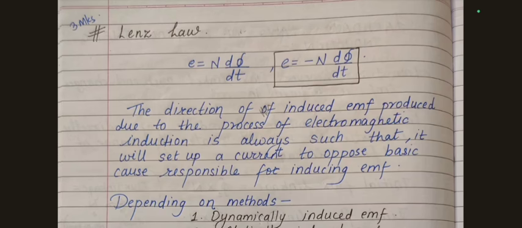That is, the direction of induced EMF produced due to the process of electromagnetic induction is always such that it will set up a current to oppose the basic cause responsible for inducing EMF. So this is the definition for Lenz's law. So just as it is opposing the current, we are writing minus sign over there. So this is the formula for Lenz's law.